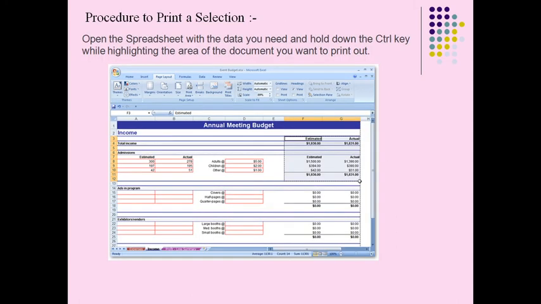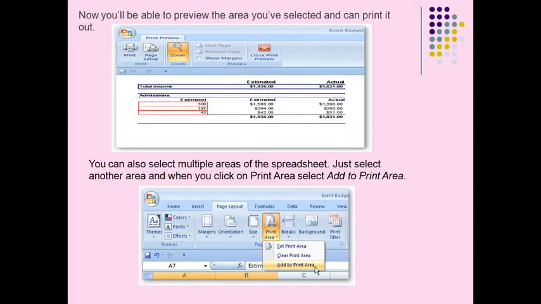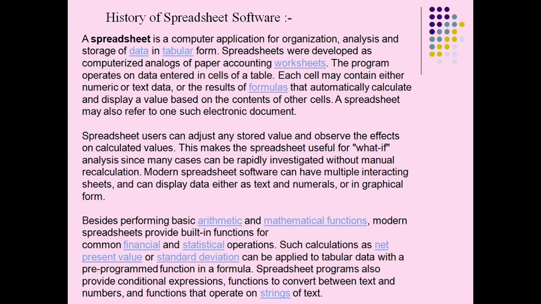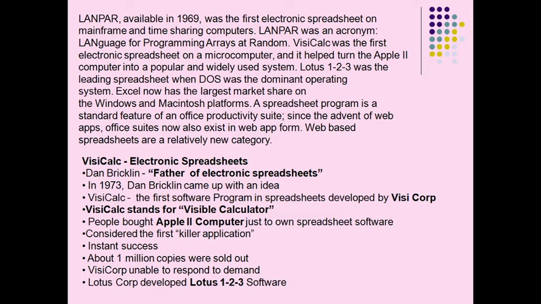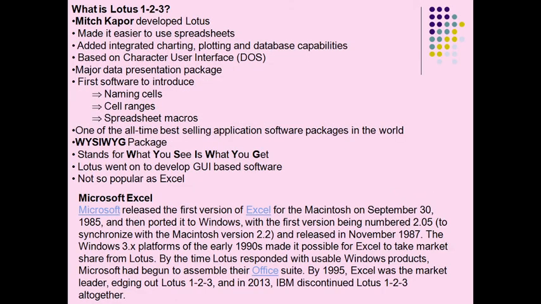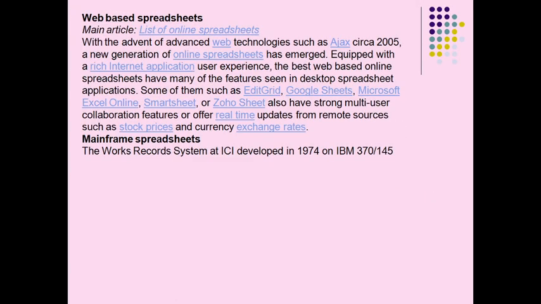Then in the third topic we discussed printing a selection, the steps for printing a selection, and then we also discussed the history of spreadsheet software. That is, what spreadsheet software is and its history. In this history we discussed paper spreadsheets, LANPAR, VisiCalc, Lotus 123, Microsoft Excel, web-based spreadsheets, and mainframe spreadsheets. So these are about the history of spreadsheet software, how they have developed.